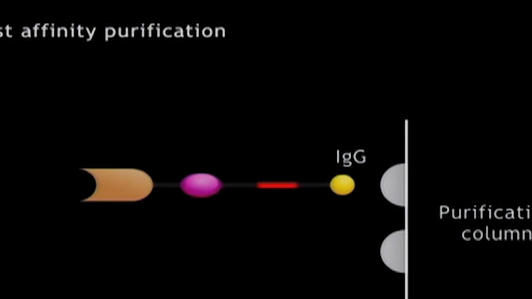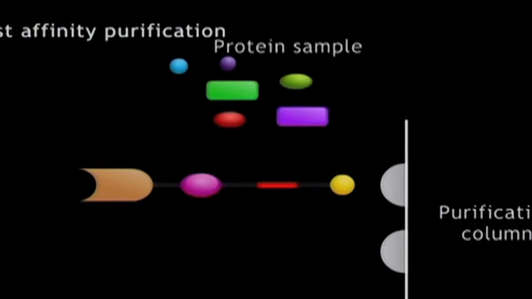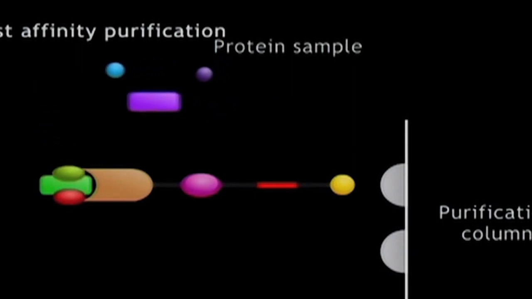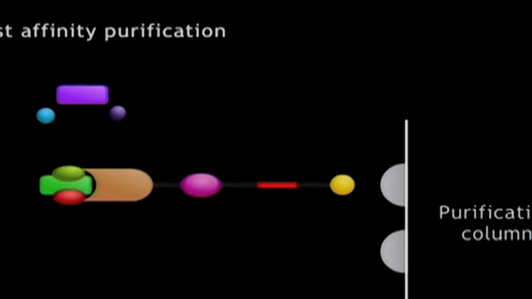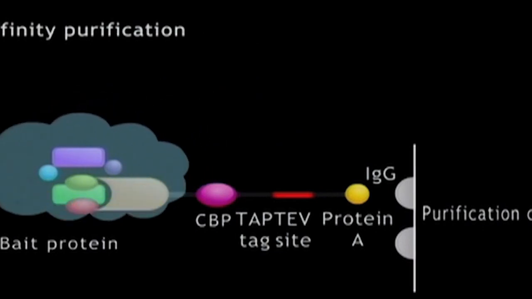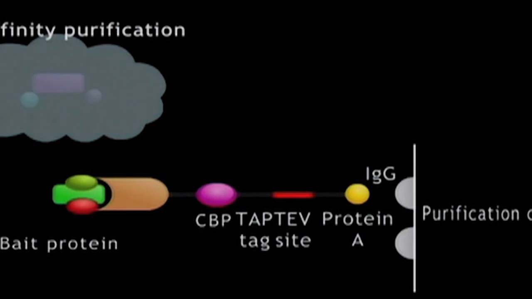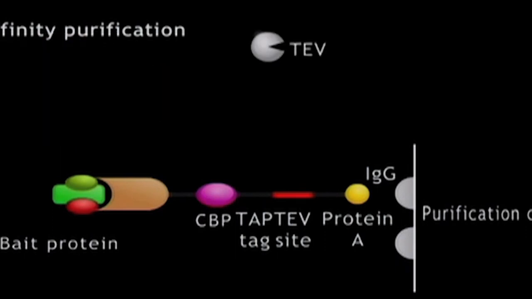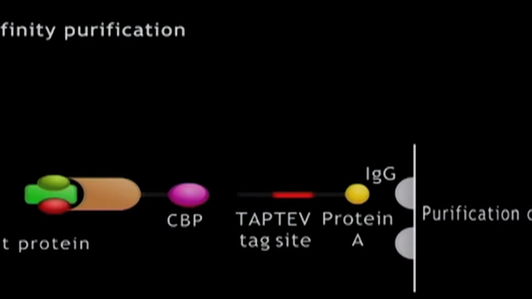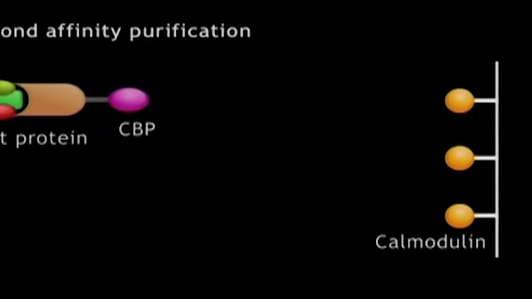The protein mixture whose interactions with the bait protein are to be studied is then added. Some of the proteins form a complex with the bait through specific binding interactions. The remaining unbound proteins are washed away. This is followed by cleavage at the TEV site by using the enzyme TEV protease to release only the protein complex bound to the calmodulin binding protein. These reactions constitute the first affinity step.